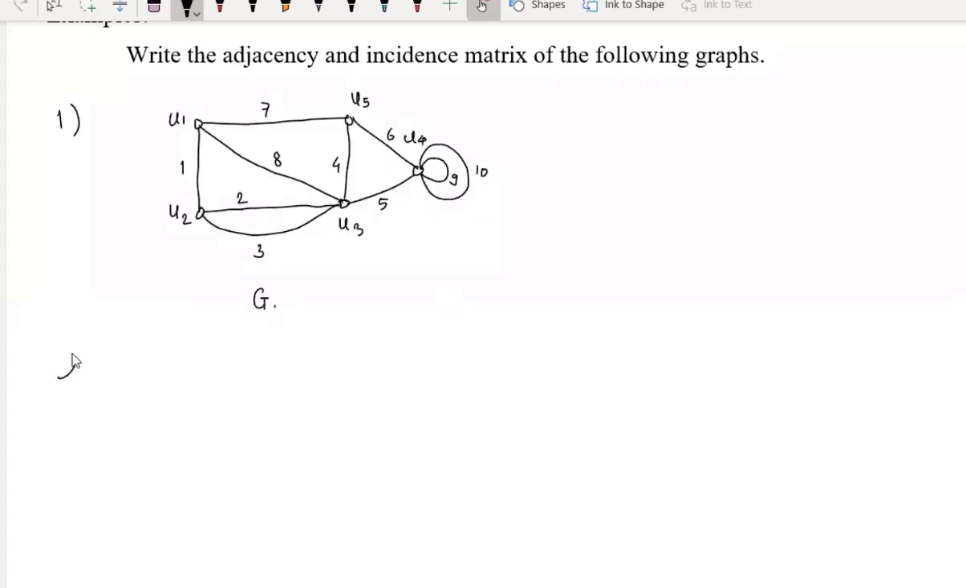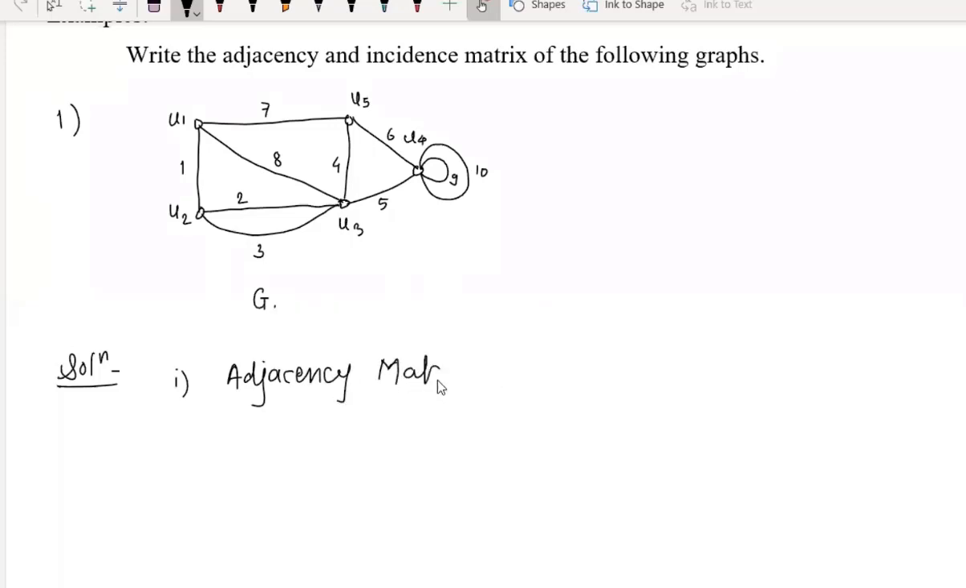I'll draw the graph here. See, this is the graph. Try to solve this one. That means try to write the incidence and adjacency matrix of this one. So first I'll write the adjacency matrix of this given graph. You also try to solve it in your notebook.